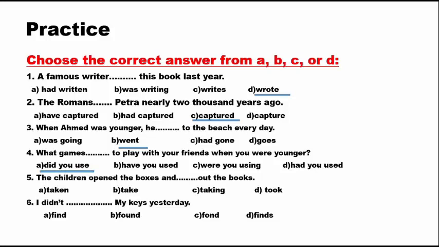Okay, next one. What games did you play with your friends when you were younger? Yes, what did you use? Because he is asking about days when he was younger. The children opened the boxes and took out the books. Yes, and took out the books. And this is past simple because the actions followed each other, and that's why we used past simple here too. Next one, I didn't. What is the answer? Yes, fine, because after didn't, we should use the infinitive form.